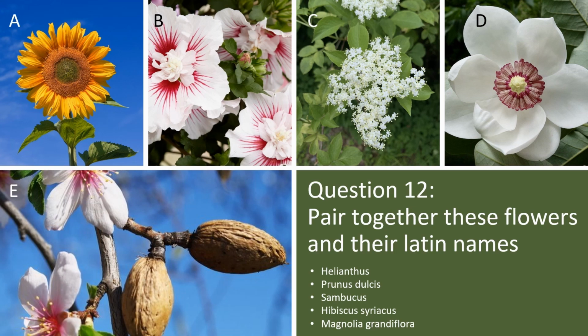So A, B, C, D, and E, and the different ones you should connect them to are Helianthus, Prunus dulcis, Sambucus, Hibiscus syriacus, Magnolia grandiflora. Yeah, I'm terrible at Latin, so I apologize for that. Hopefully you will get those answers correct.